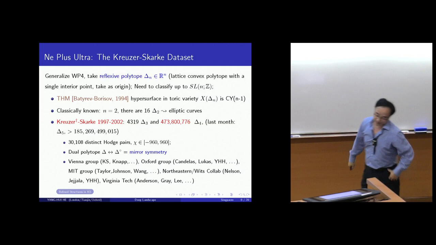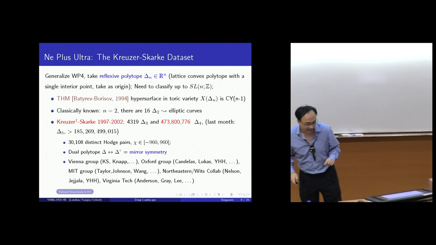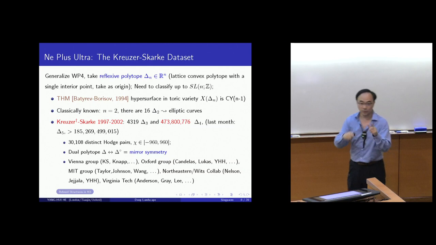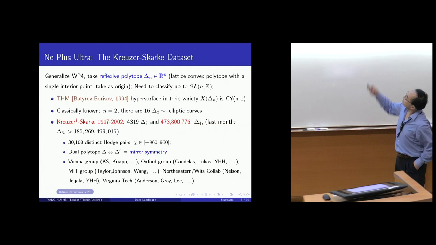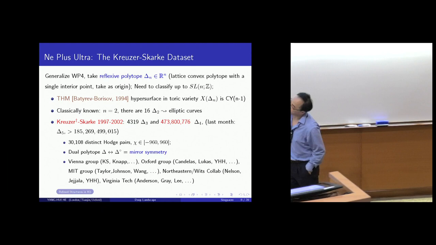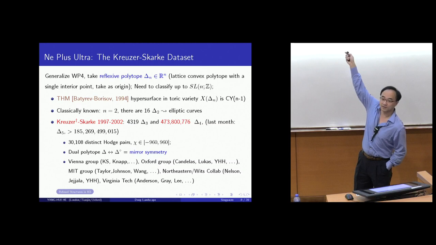So if you're bored tonight, you can't go to sleep, jet lagged, I highly encourage you to go to this website, various websites, just Google it. And if you want to know whether a particular Calabi-Yau manifold of h11 equal to 5, h21 equal to 300 exists, go up and look it up. It's kind of interesting. But within this data, this one, the 473 million, this one produced about 30,000 distinct Hodge pairs, ranging again from this very curious number of 960.